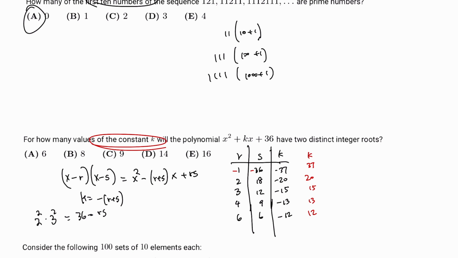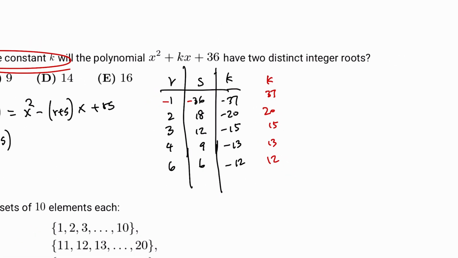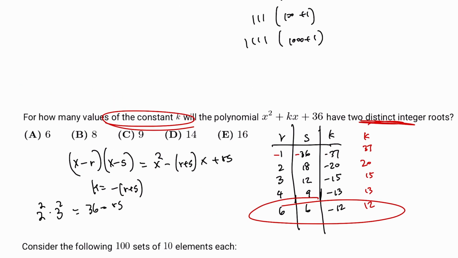Okay, now even that is not the correct answer. Let's think, what have we missed in terms of the factors, how many values of the constant k that we can use? Aha! Did you realize what mistake I made? Intentionally, that is 6, 6, or negative 6, negative 6. It asks for 2 distinct integer roots. So that gives you an answer of 8.